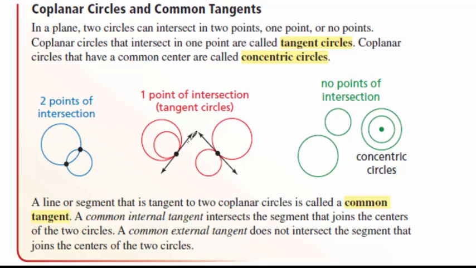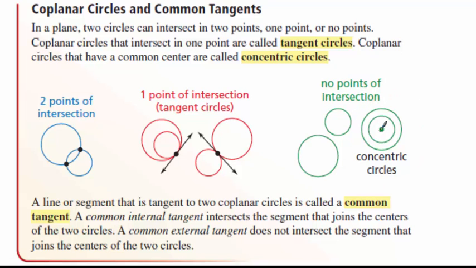This one is called an external tangent because it's on the outside of both circles. And this one that runs in between the 2 circles, that is called an internal tangent. Common internal tangent. Then we have circles that don't have any points of intersection, and 2 different things can happen. They totally don't intersect, nothing special about them. And then if there's something special, that they share a common center point, those are called concentric circles.